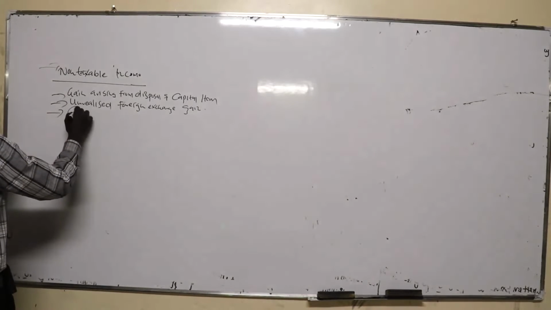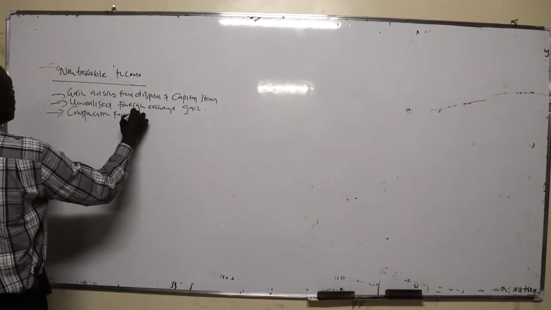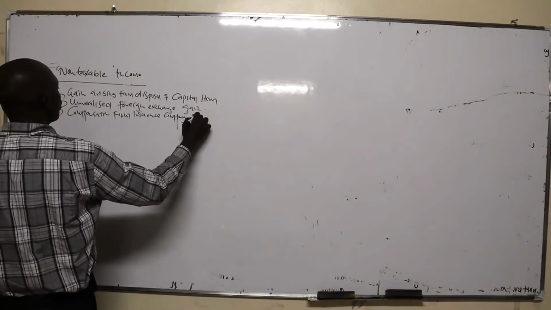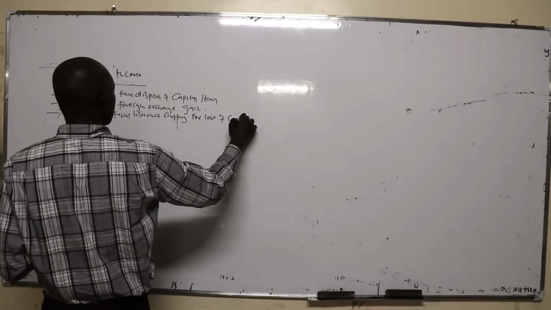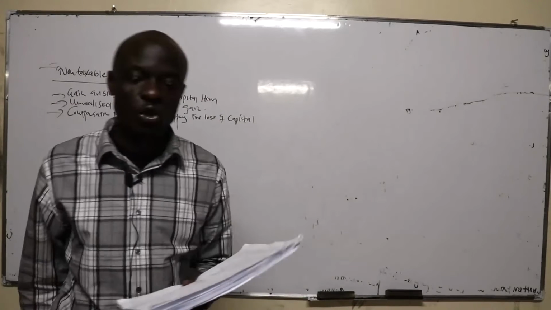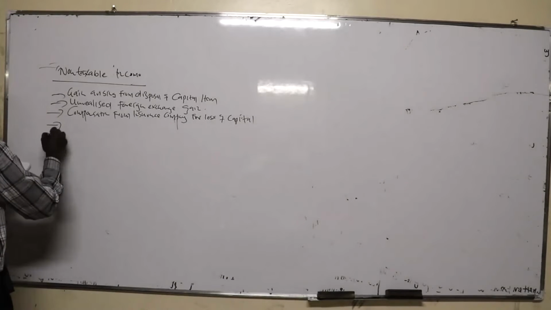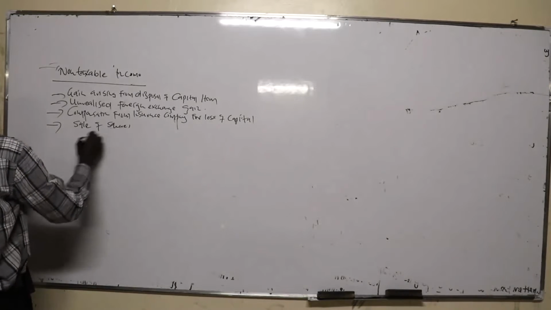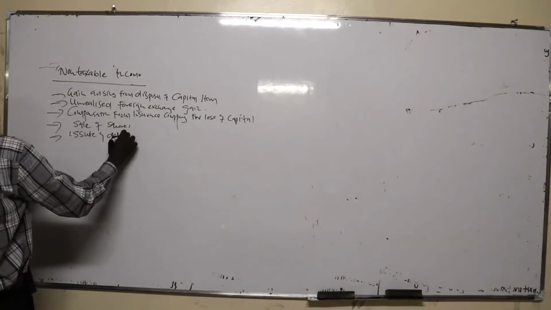And then compensation from insurance company for loss of capital items. When you lose capital items and then you are compensated for that, it's not taxable business income. And then another non-taxable business income is sale of shares. Sale of shares is non-taxable business income. Issue of debentures is non-taxable business income.